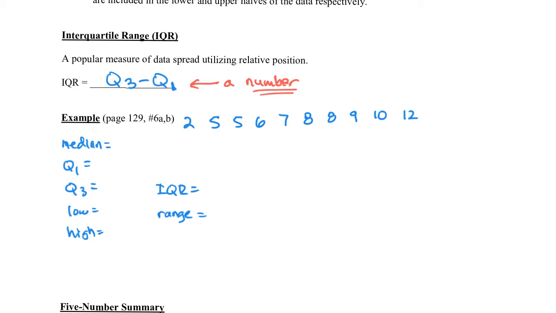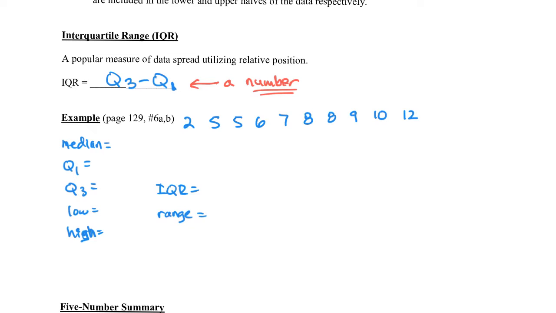Okay, so here are the data for number 6. We've got 2, 5, 5, 6, 7, 8, 8, 9, 10, and 12. So here's what you should do. Press pause a second and figure these out. I added the range. The book didn't ask about range, but I want to make sure we're clear on the range also. So we've got interquartile range and range, and Q1, Q3, low and high. So go ahead, figure it out, and come on back.